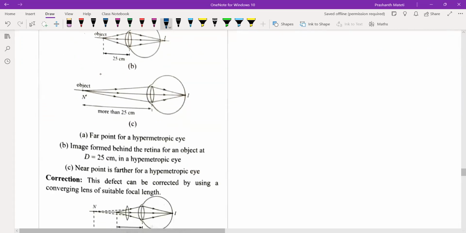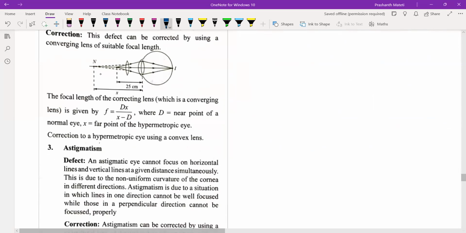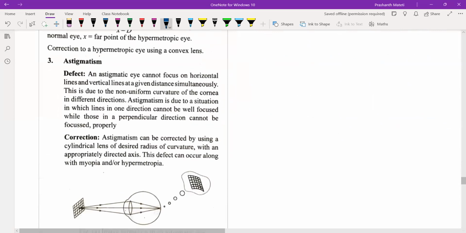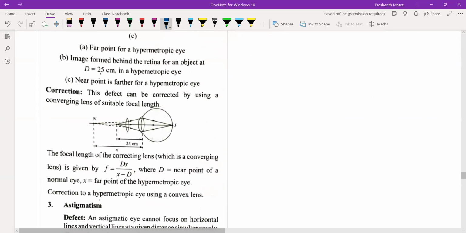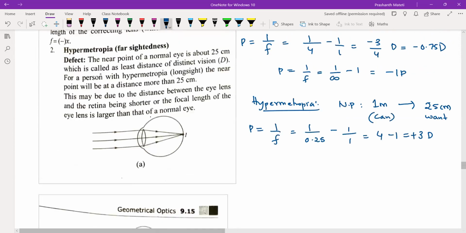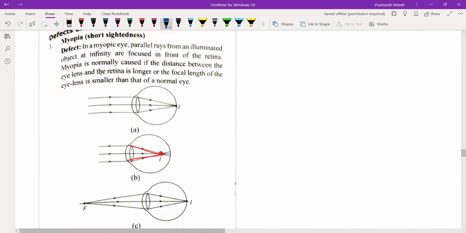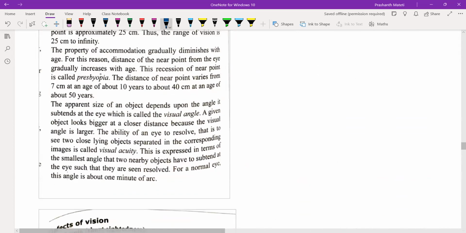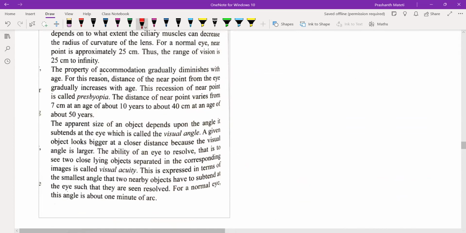Again, no new formulas. And presbyopia: what is presbyopia? It is when the person is suffering from both. Presbyopia generally happens in old age people.